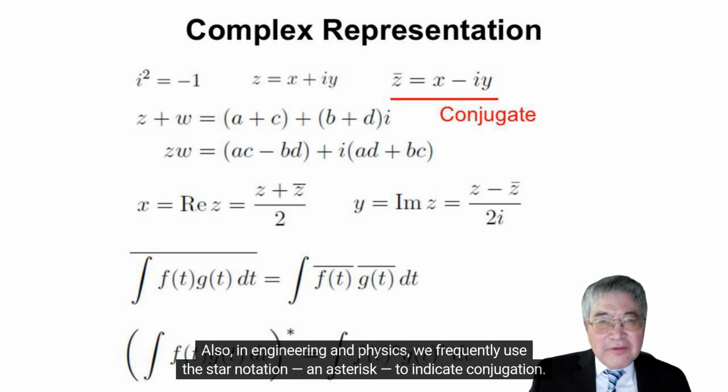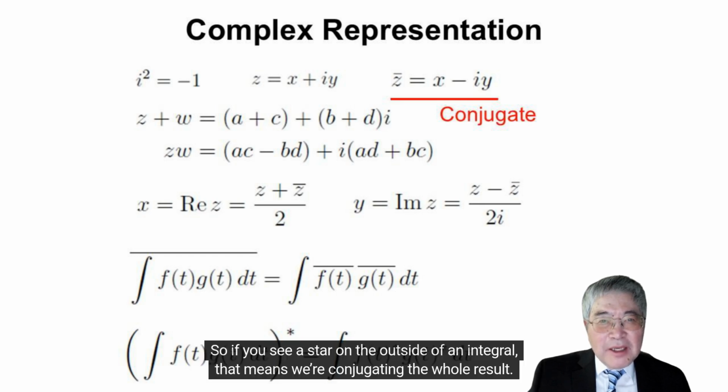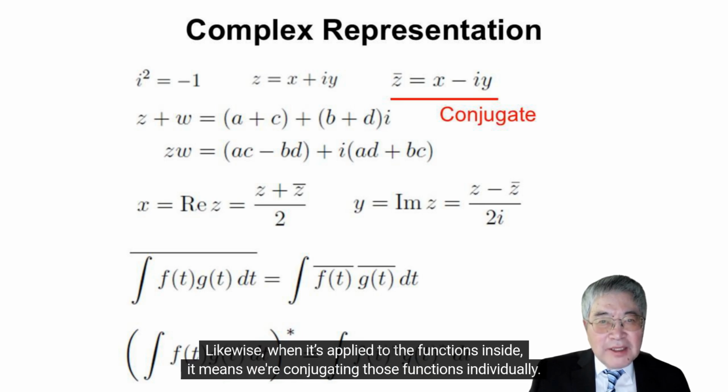Also, in engineering and physics, we frequently use the star notation, an asterisk, to indicate conjugation. So if you see a star on the outside of an integral, that means we're conjugating the whole result. Likewise, when it's applied to the functions inside, it means we're conjugating those functions individually.